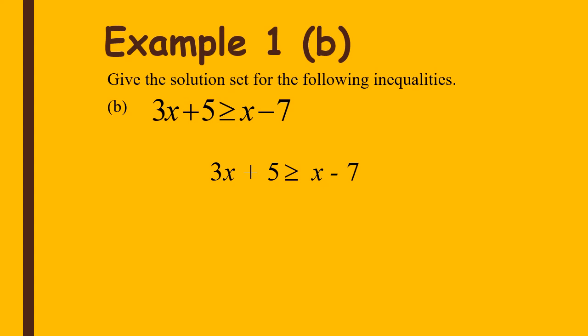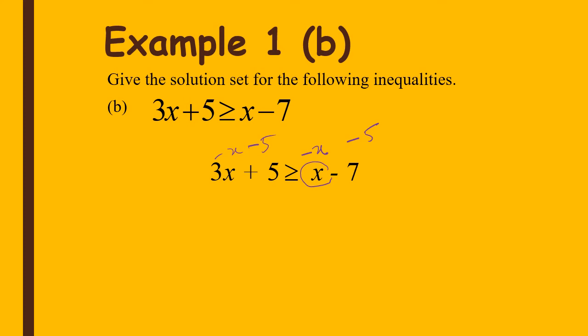Question B. 3x plus 5 is more than or equal to x minus 7. So, as usual, we want to eliminate this 5. So we subtract 5 on both sides. And then, because we want to eliminate x on the right side, we subtract 1x here. So subtract 1x on the left side also. So, what will we have?